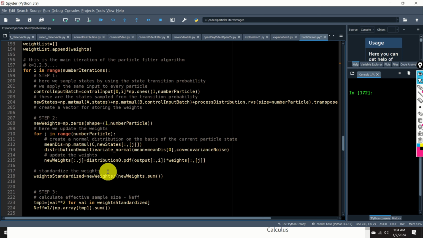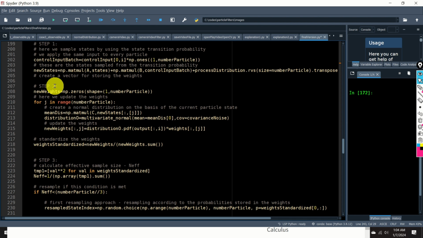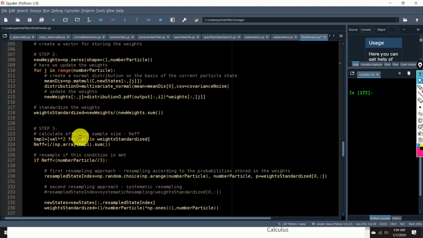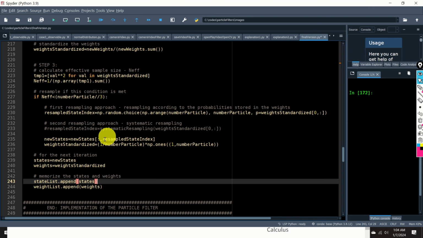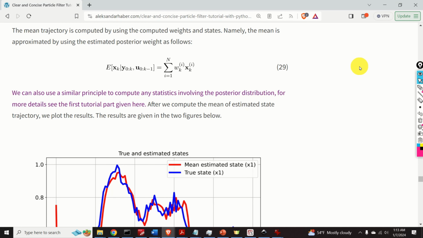Let's repeat. Here's step number 1: generation of the samples x_k^i. Step number 2, update of the weights, and step number 3, resampling. And that's it. After we compute all the state samples and all the weights of all the particles, for every time instant k, we need to extract the mean trajectory.